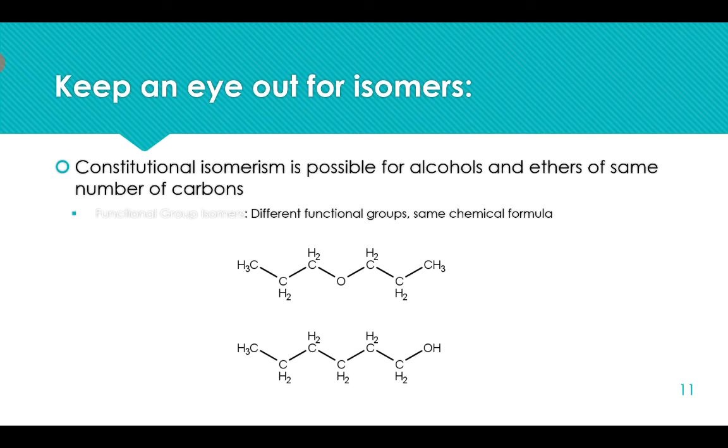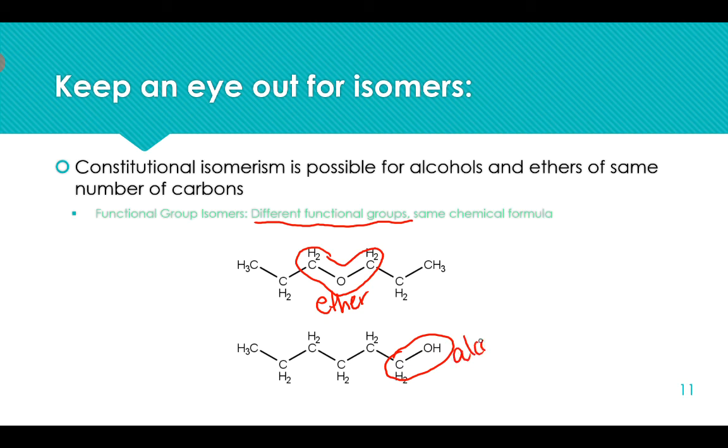There's another type of constitutional isomer called functional group isomer. So functional group isomers have different functional groups. And alcohols and ethers can be functional group isomers. So we can see here that this is an ether and this is an alcohol. So these are different functional groups, and so these are functional group isomers.